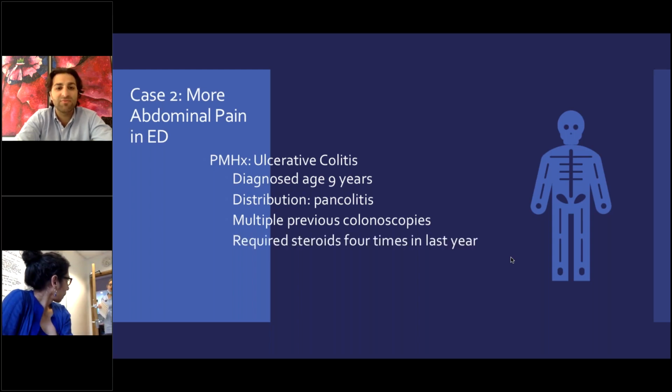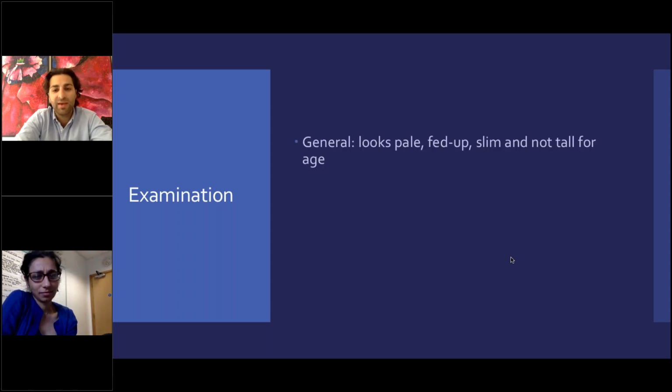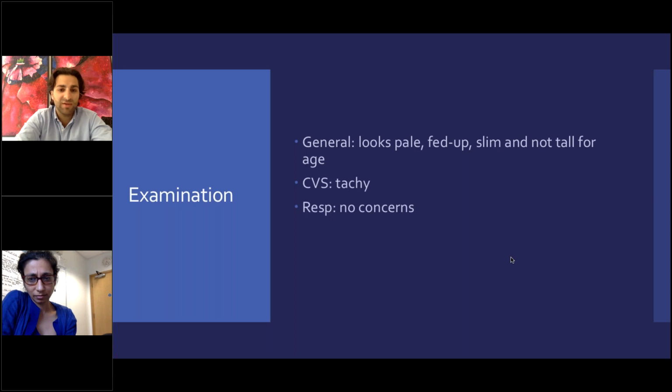He's needed steroids 4 times in the last year. He's not ever had an operation before, and he takes regular mesalazine and azathioprine. On examination, on general inspection, he looks pale, he's fed up, he doesn't want to be there, and he's quite slim and not particularly tall for his age. No cardiovascular or respiratory findings, except he's a little bit tachycardic.